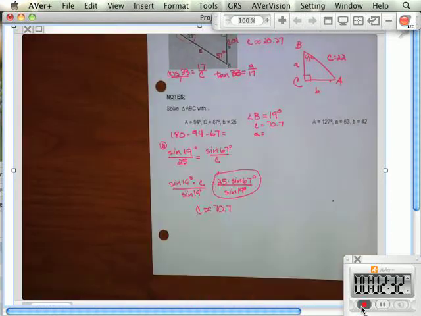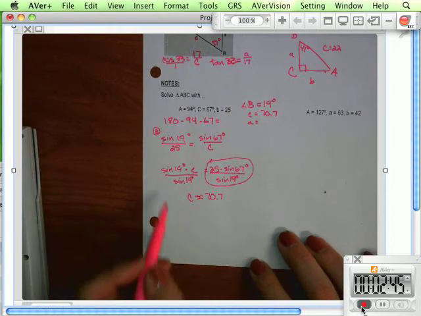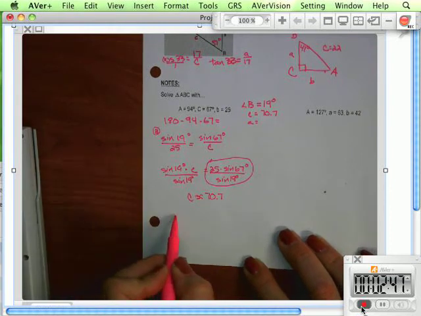Okay. You have 2 options. Oh, it's not a right triangle, so you can't use the Pythagorean theorem. You've got to use another proportion to find side A. Doesn't matter which one you use. I'll just use my B ratio again.